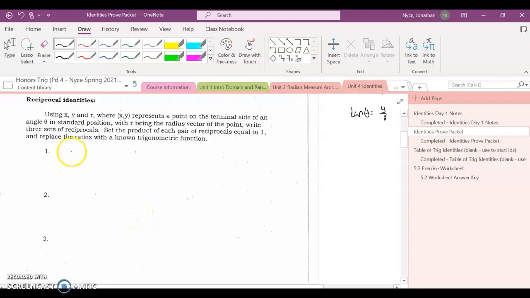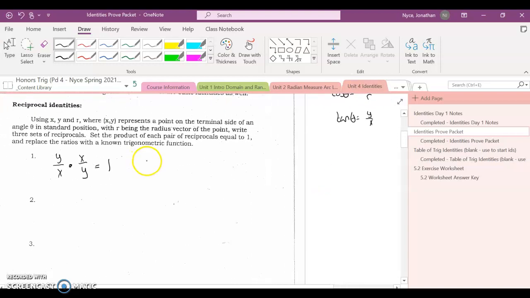So for example, we could take the reciprocal, let's actually do y over x times its reciprocal, which would be x over y. And if we multiply them together, we get 1. So if we replace those with the known trig functions, y over x, we know, is tangent. So tangent of theta times x over y, which is cotangent. So tangent of theta times cotangent theta is equal to 1. That's one of our basic reciprocal identities. We're going to put that in the table in just a little bit.